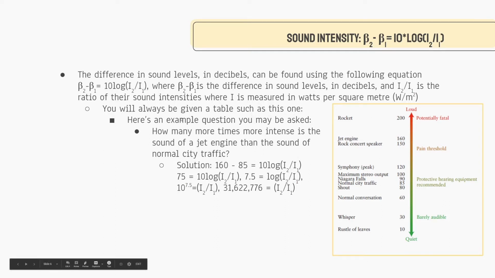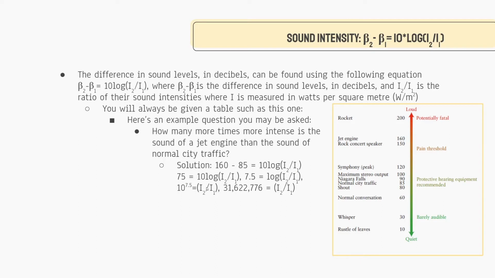So if your question, for example, like this one, was asking you for the sound of a jet engine compared to normal city traffic, we would look at the graph, identify where the jet engine is, which is 160, identify where the normal city traffic decibels are, which is around 85, and then we would substitute that into our equation.